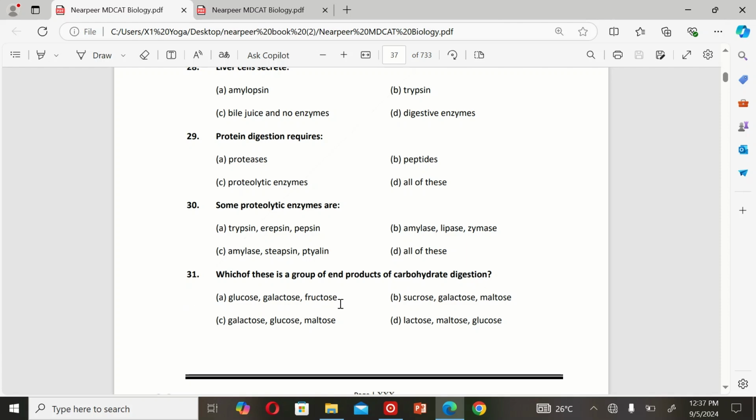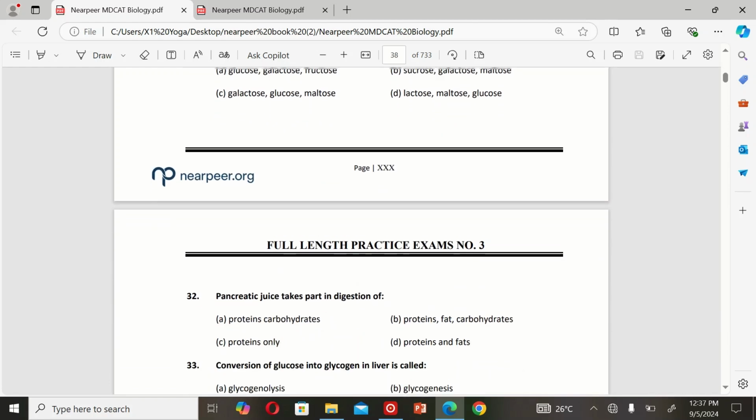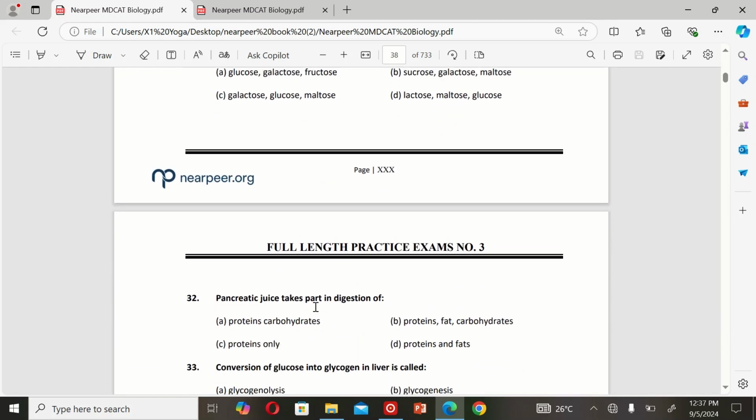The next MCQ is: which of these is a group of end products of carbohydrate digestion? A. Glucose, galactose, fructose, B. Sucrose, galactose, maltose, C. Galactose, glucose, maltose, and D. Lactose, maltose, glucose. So the correct option is A. Glucose, galactose, fructose.